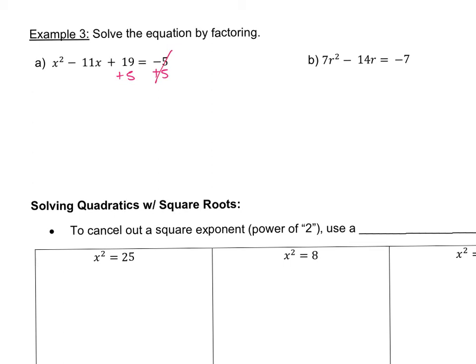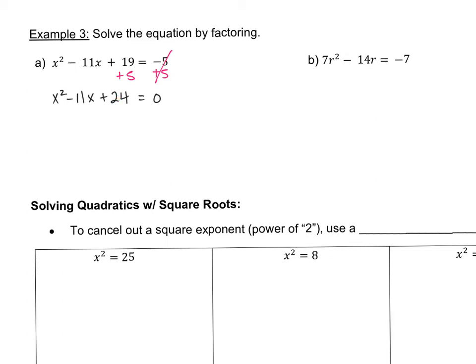So that cancels. I'm going to bring down my equation. So this is now 0. x squared minus 11x comes down. 19 plus 5 gives me 24. And there we go. Now this looks like a trinomial that's been set equal to 0. And so now I can go ahead and solve the equation and get x by itself.